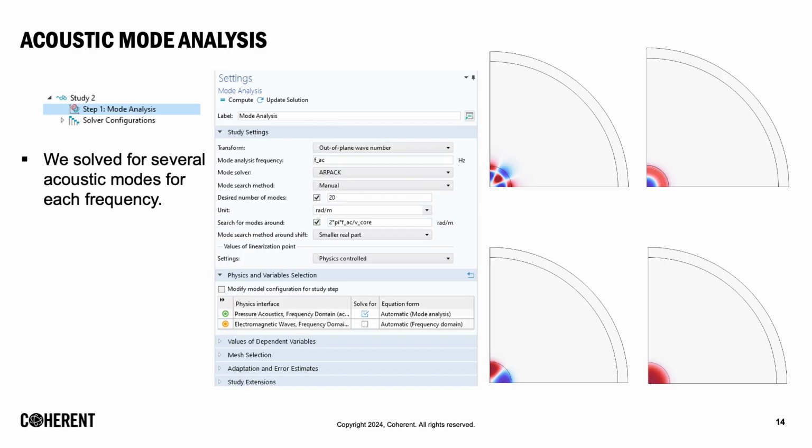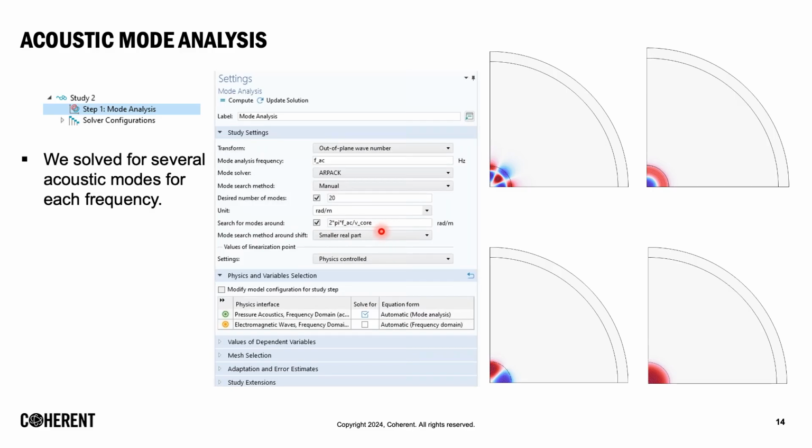So here is where we found the acoustic modes. In this case, we solve for several acoustic modes for each frequency. As I mentioned before, we sweep over a range of frequencies, and for each frequency, we find a number of acoustic modes. And for each of them, we need to do the overlap integrals to compare which acoustic mode will have the most interaction with our optical mode. So in this case, we search for acoustic modes around the phase matching condition.